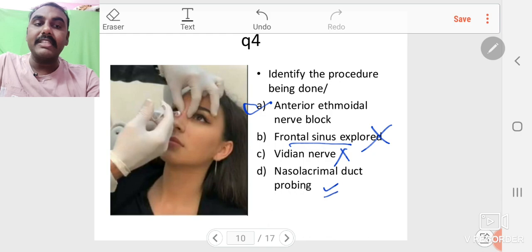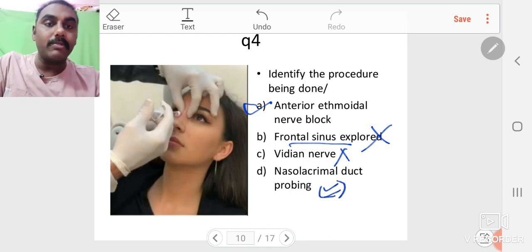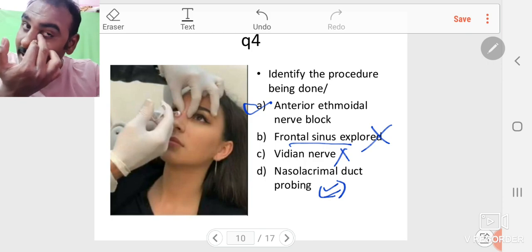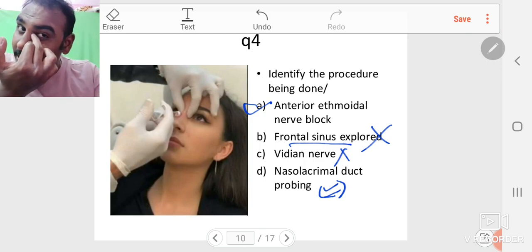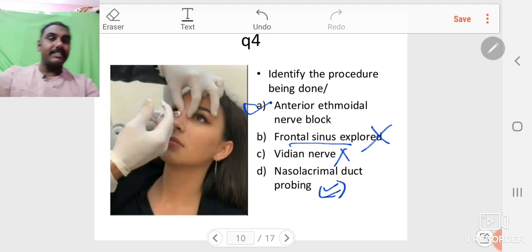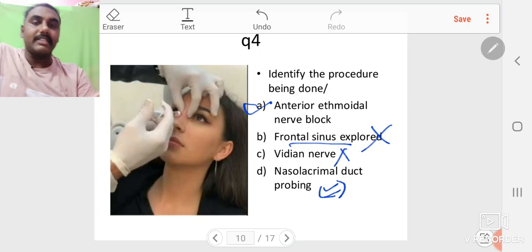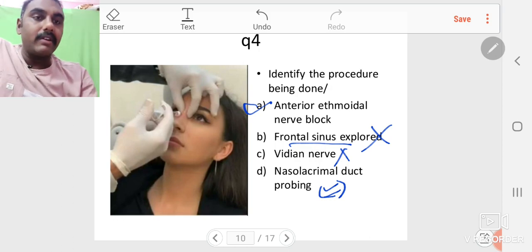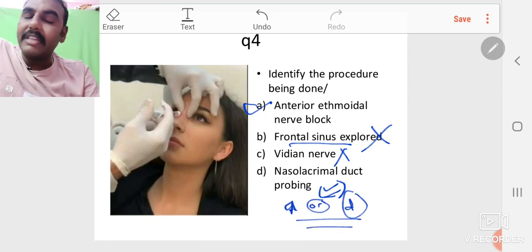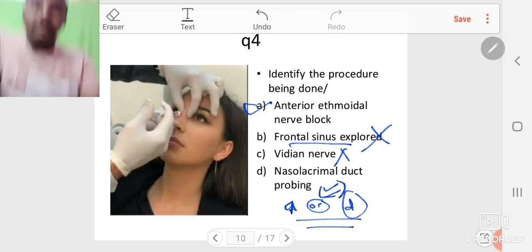Can it be the syringing or the nasolacrimal duct probing? Obviously, it can be, since where is the nasolacrimal duct? This is the opening of the upper canthus, this is the lower canthus, and here I am going between the medial canthus and the eye, I am going to put a lacrimal syringe and do a syringing. So, now my choice is between A or D. This is a bit tricky again, but I will go with D.